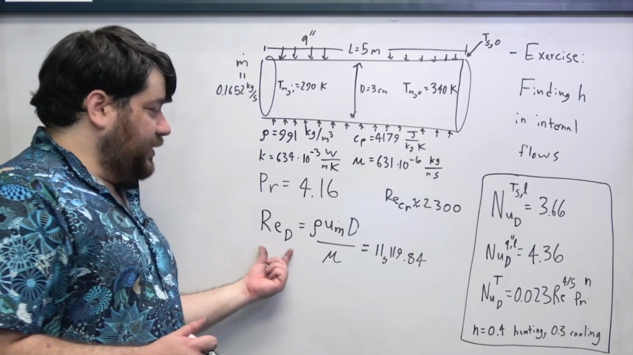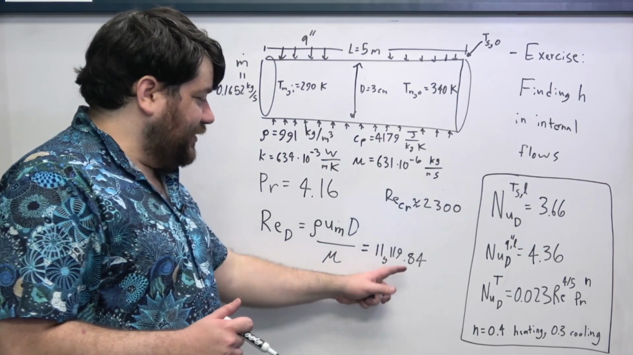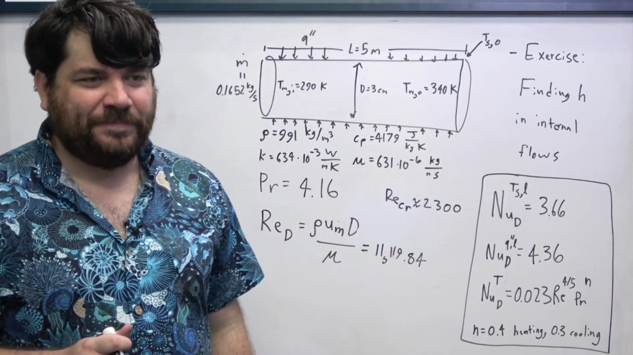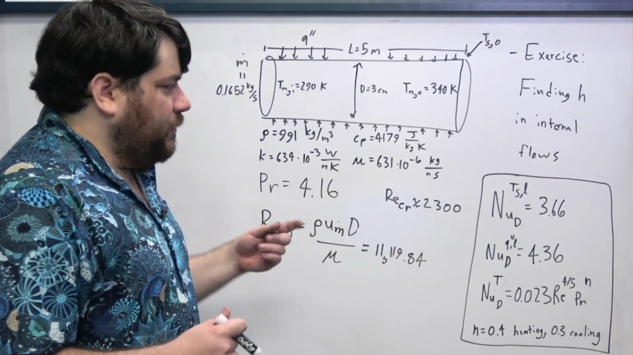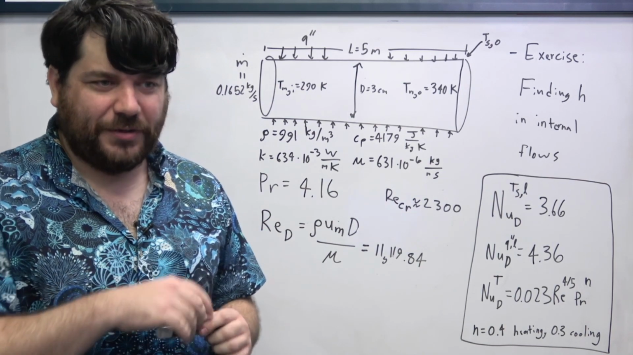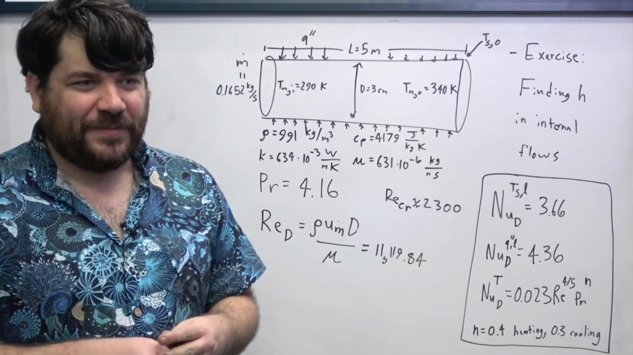And we clearly see from the Reynolds number that we just calculated that this is much larger than 2,300. And so the flow is turbulent. How does that help us? Well, it helps us in terms of finding the correlation for the Nusselt number, right?